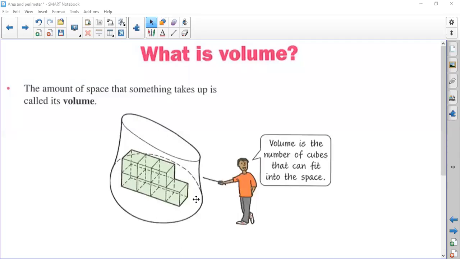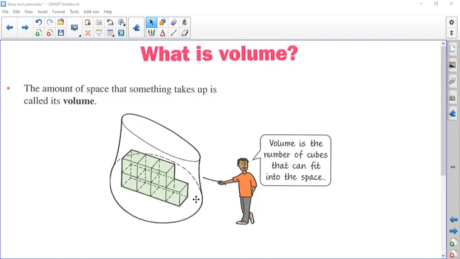Hello everyone. Today we'll talk about volume. Until now we have talked about area and perimeter, so we can pass on to volume. What is volume? Volume is the amount of space that something takes up. The amount of space is called volume.